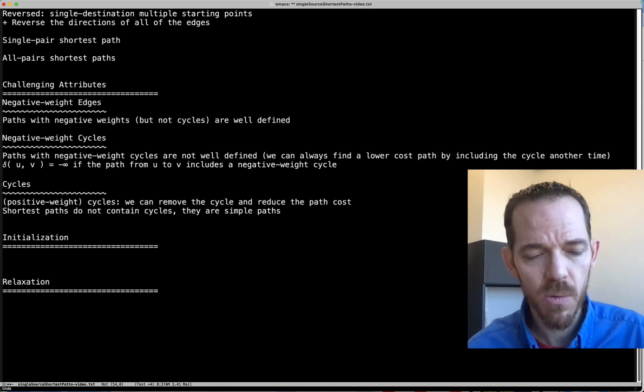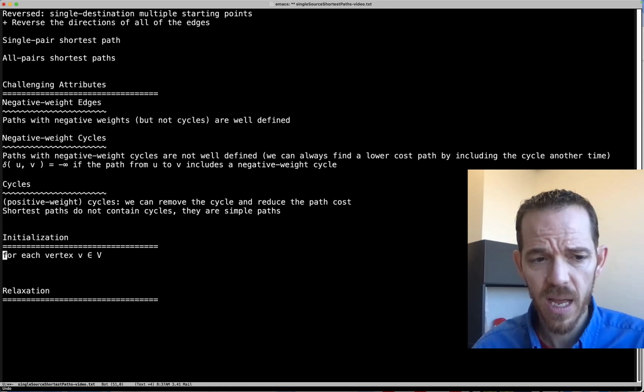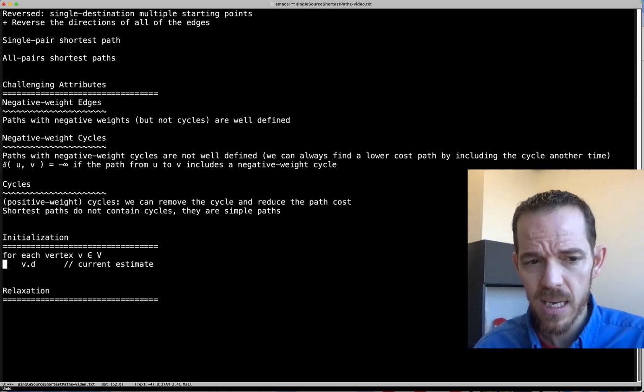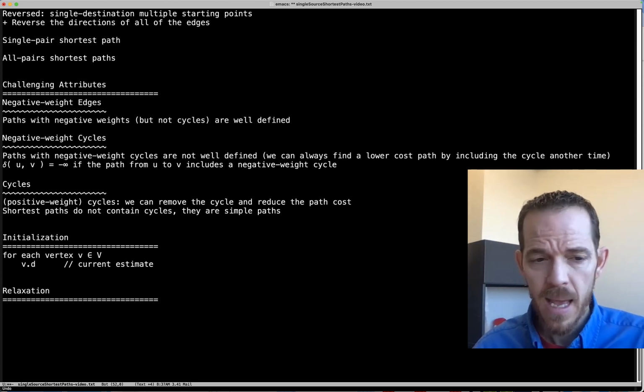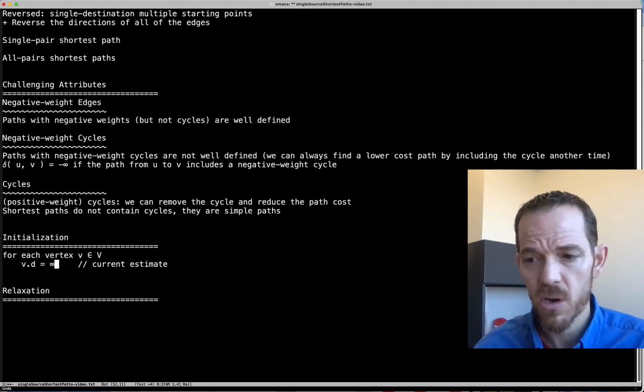For initialization, what we need to do is set things up so that we can iterate over the algorithm. So for each vertex V that is in the set of vertices V, we do two things. We keep track of the current best estimate, our current distance to that vertex from the source S. And so we're going to initialize it to infinity. Initially, there is no path, and so we use infinity to represent no path.